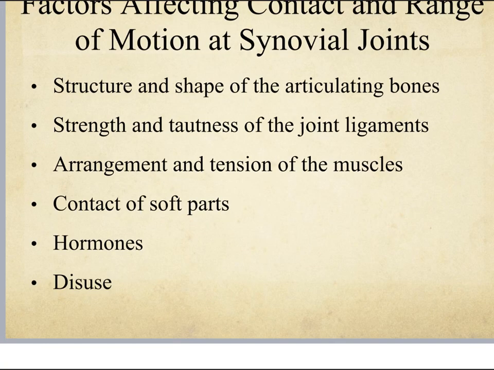So for our last slide, let's summarize factors affecting contact and range of motion at synovial joints. Number 1, structure and shape of the articulating bones. 2, strength and tautness of those joint ligaments. 3, arrangement and tension of the muscles. 4, contact of soft parts. 5, hormones. Remember, hormones play a role in bone growth, and also play a role in maintaining the health of our joints. And disuse. So again, our move it or lose it scenario.